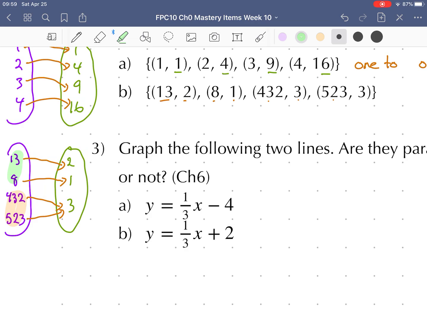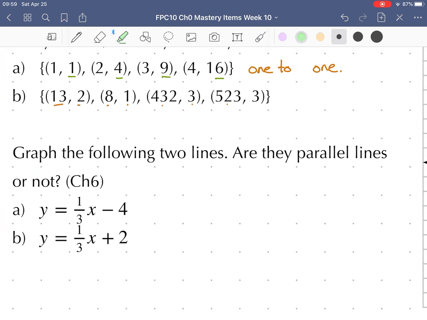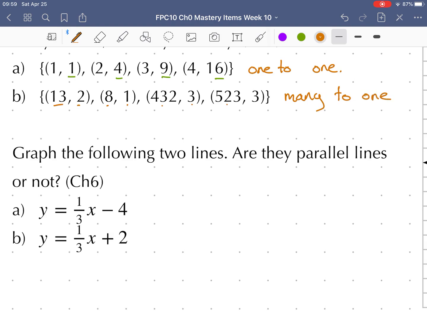Many items in the domain on the left side going to one item in the range. So this is a many to 1. Both of these in Chapter 5 would be considered functions. One-to-one relations are functions, and many-to-one relations are functions.